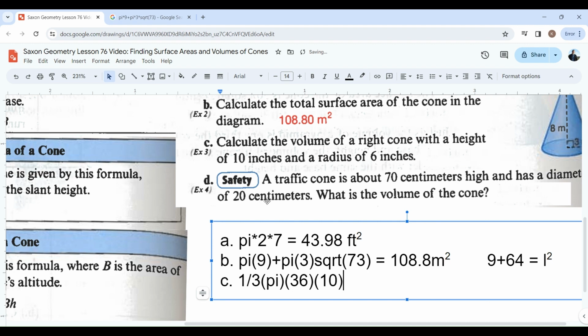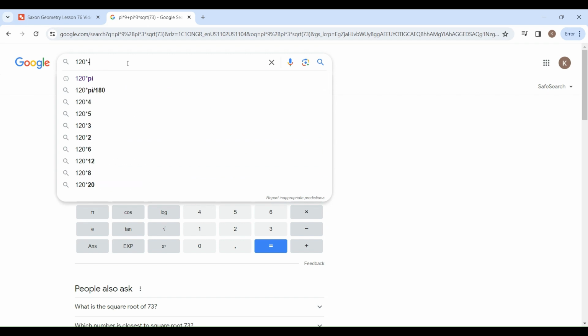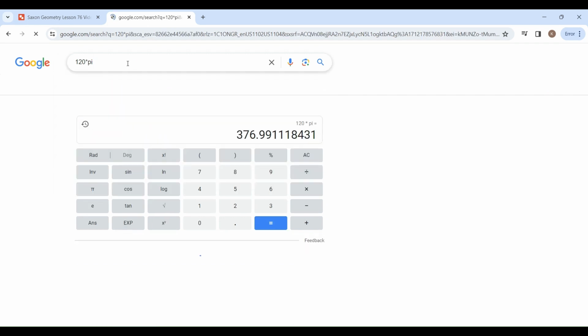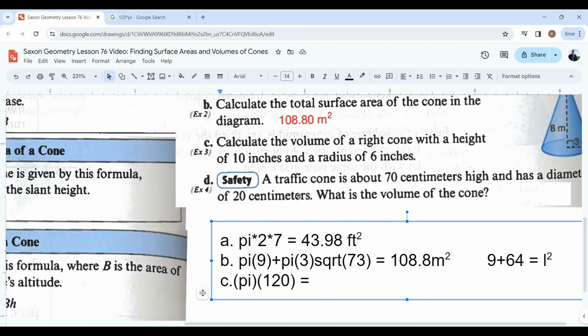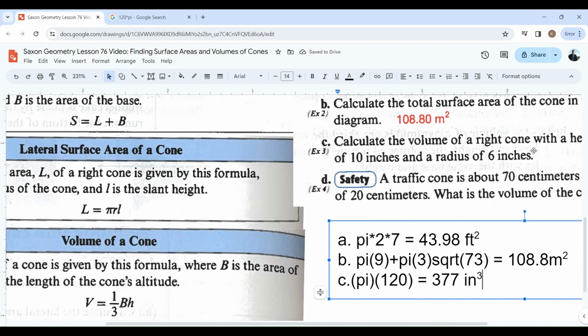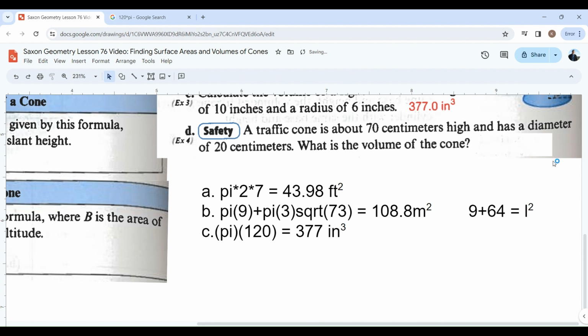Now, I'm going to punch this into a calculator, but first, can I simplify this? I can multiply 1/3 times 36 and change that to 12. And then I can multiply 12 times 10 and change it to 120. So this is actually just going to be 120 pi. I can punch that into a calculator much more easily. 120 times pi. There we go. And I get 376.99 or 377. In this case, it's a volume, so it's going to be in inches cubed. And let's go ahead and see if we got this right. 377 inches cubed. There we go.